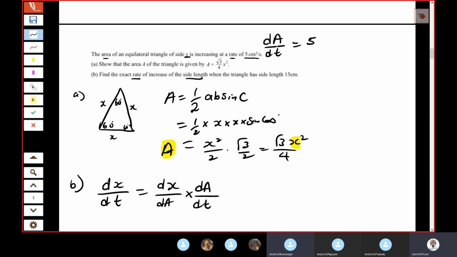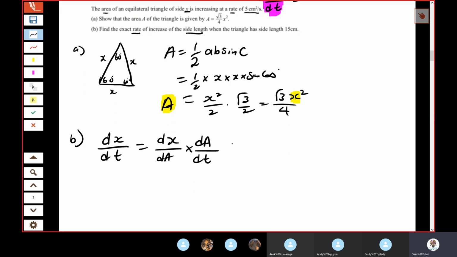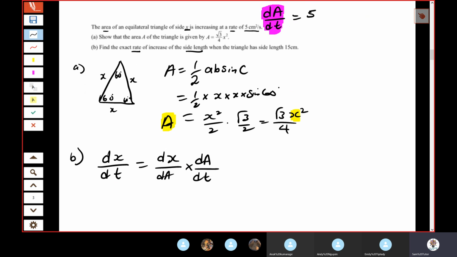Because we used dA earlier. That's it. That's the logic. You use dA on dt there, you use dA here. Now, dA on dt is easy, 5. Given, that's no problem. dx on dA is a little bit weird because we have A equals root 3 on 4 x squared. I can't actually go find dx on dA because then you have to make x the subject. So the logic is it's still a relationship between A and x. You don't think of it in a different order. All you do is find dA on dx.